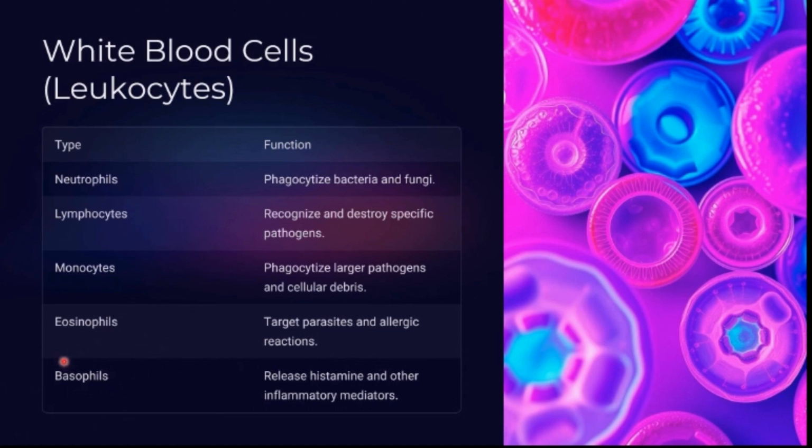Now we'll see the basophils. Basophils are involved in allergic responses and inflammation by releasing histamine and heparin, contributing to vasodilation and anticoagulation. So it releases histamine and other inflammatory mediators which contribute to vasodilation, increasing the surface area of the artery, the lumen basically, and anticoagulation. Increased basophils are often observed in allergic reactions or chronic inflammatory diseases.